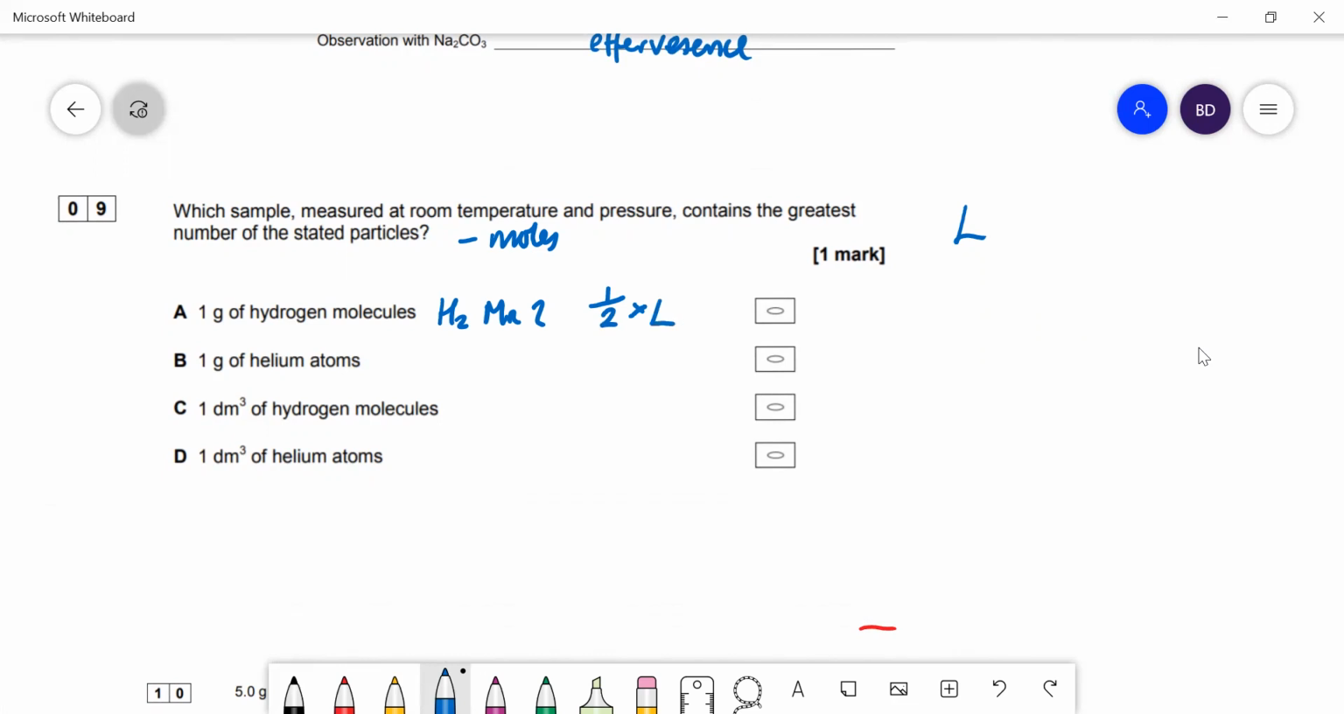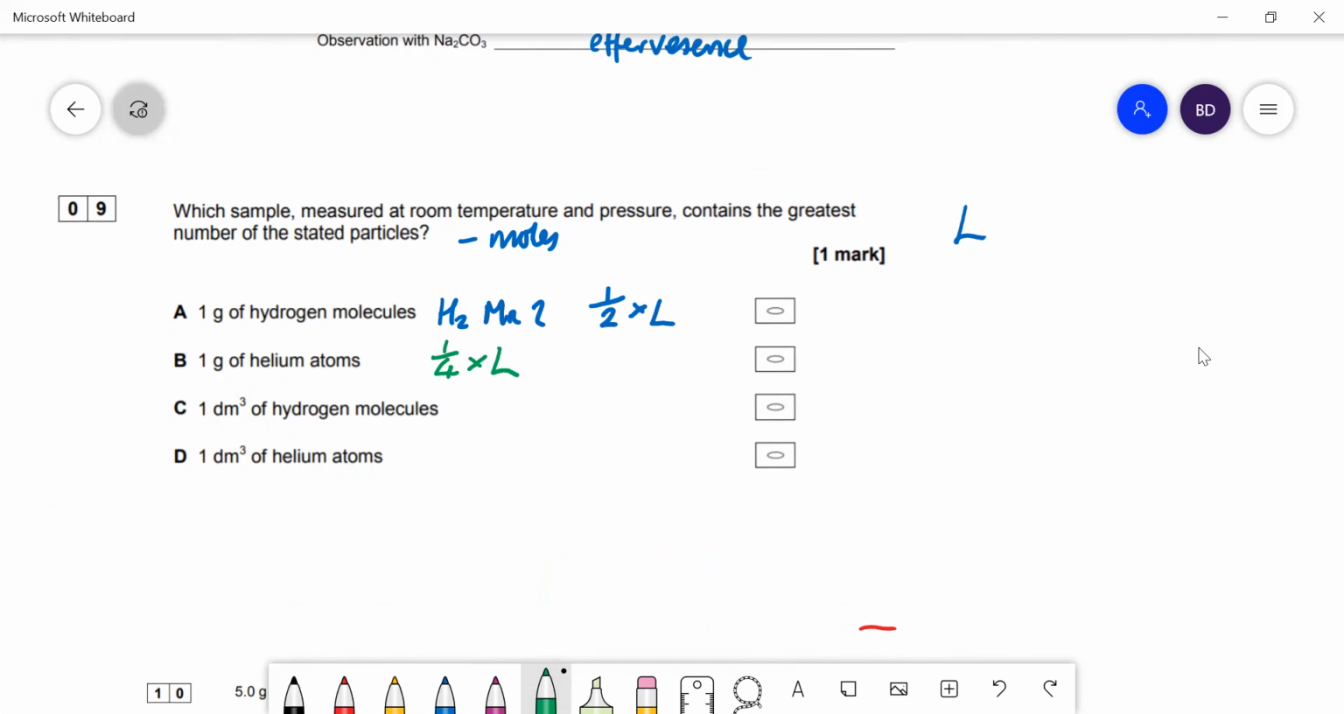1 gram of helium atoms. Well, in this one, helium has a relative atomic mass of 4. So you're going to have a quarter of a mole. So a quarter times L, the Avogadro constant, helium atoms. So that's less.